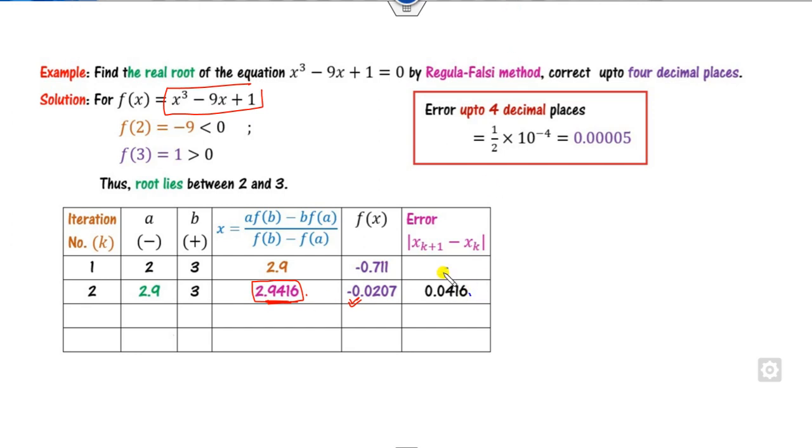How can you compute this number? This is x2, 2.9416 minus 2.9, absolute value. So clearly it is 0.0416. Now is it less than 0.0005? You can see, is it less than this? No. So then we can move on to the third step.